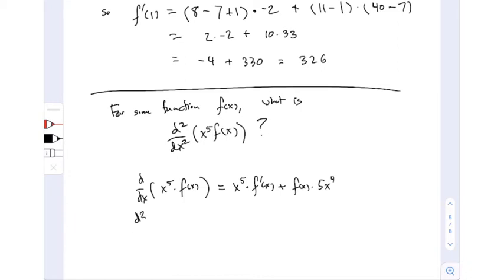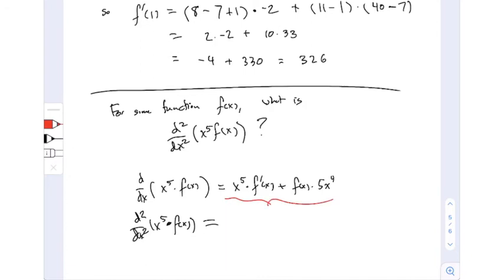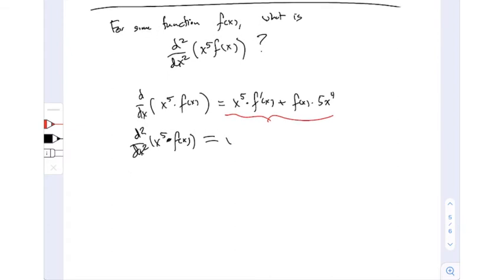And then what is the second derivative? Of all of this stuff here, I'm going to take the derivative again, right? And what we have there is actually two separate things, and each of those two things I need to do the product rule on. The first one is x to the 5 times f prime of x, and I will do the product rule for the first one. It's going to be the first thing like it is times the derivative of the second thing, and then plus the second thing, which is f prime of x, times the derivative of the first thing, which is 5x to the 4.